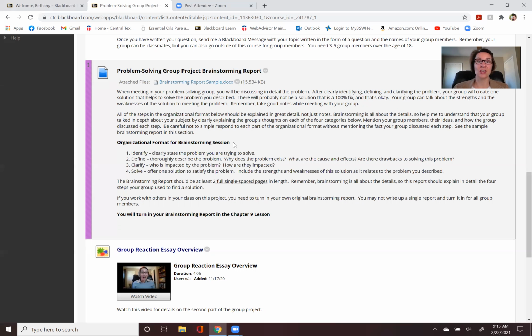After you've conducted the brainstorming session, now you're going to write a report. This is going to be a full 2 pages, single spaced in length. So remember, you have to talk enough about the problem and create a solution to rehash it in the brainstorming report. Your report is going to be organized in the same way that your group discussed: identify, define, clarify, and solve. There is a sample brainstorming report at the top of this folder so that you can see what it will look like and the details that are necessary in order to complete this report.